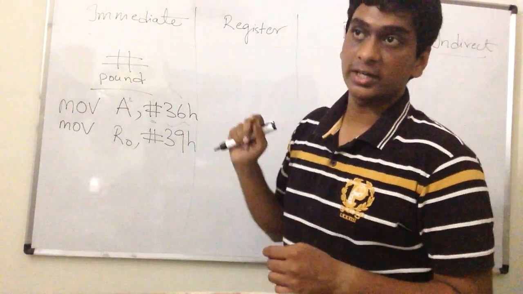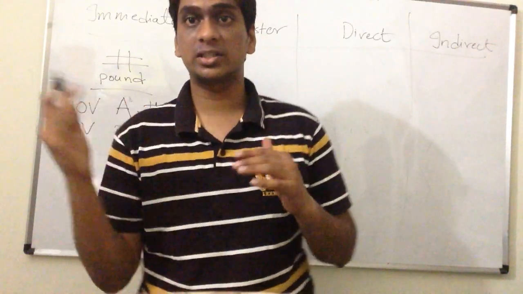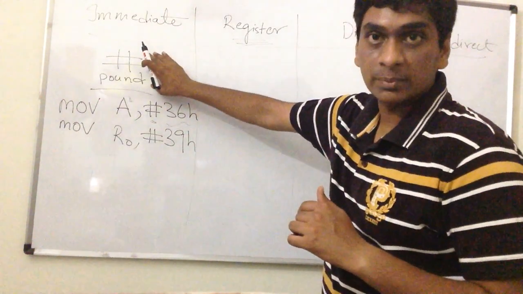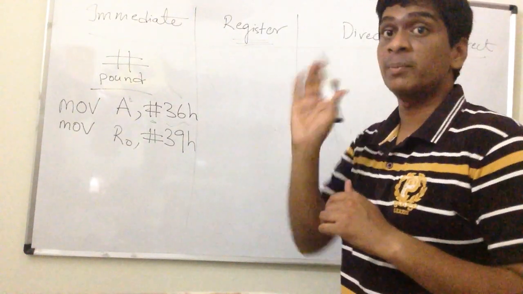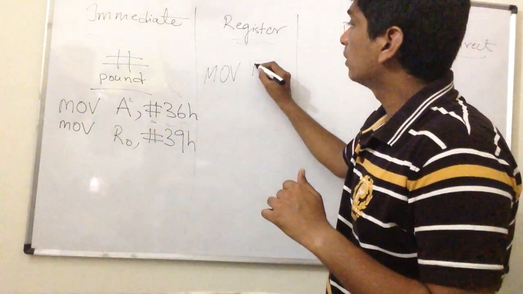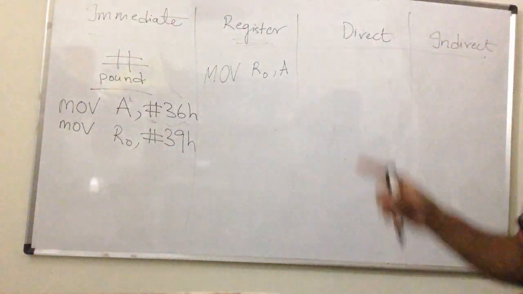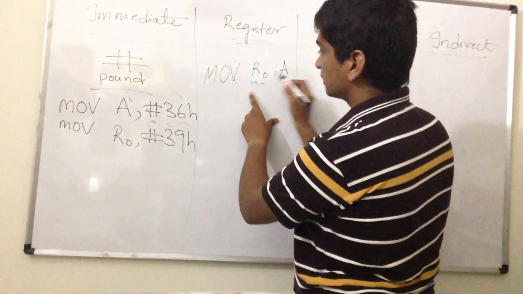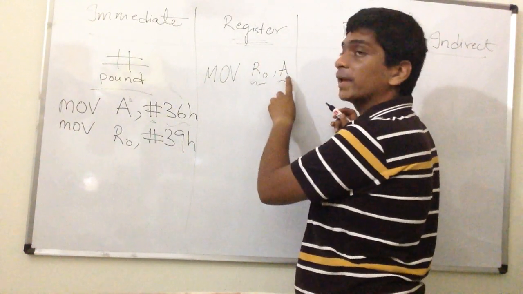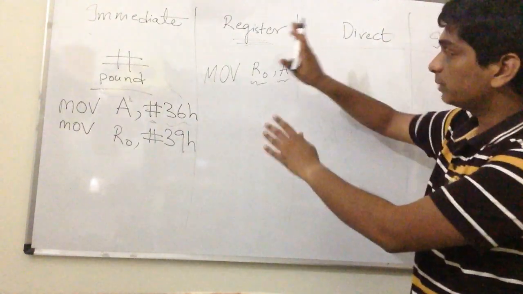The next is register addressing mode. In register addressing mode, the data transfer is between two registers, as the name itself indicates. For this, there is no pound symbol; the pound symbol is only for immediate addressing mode. Remember that. For register addressing mode, I write MOV R0, A. This is my destination and this is my source. A is my source, R0 is my destination. I am moving the contents of the accumulator register A into the register R0.